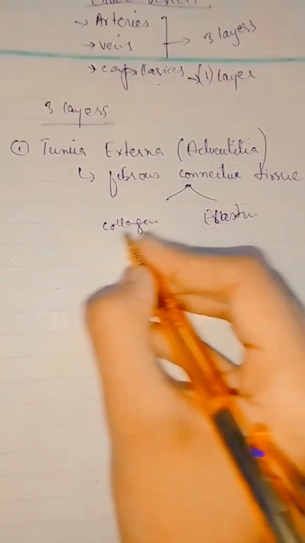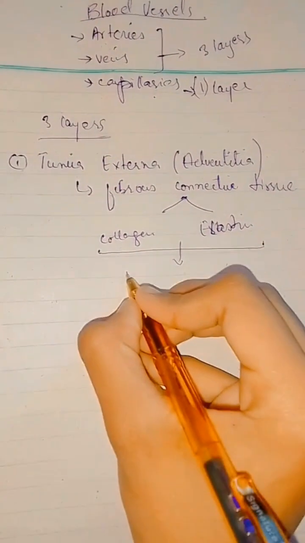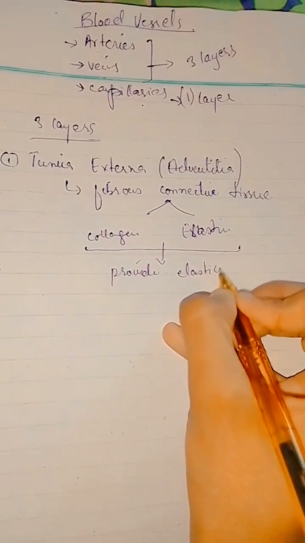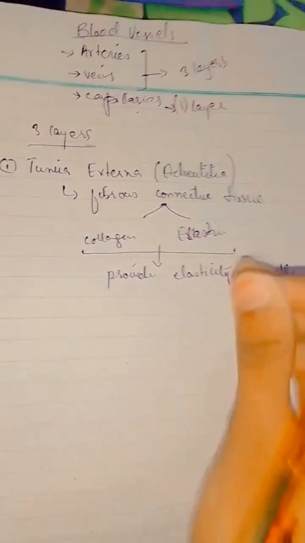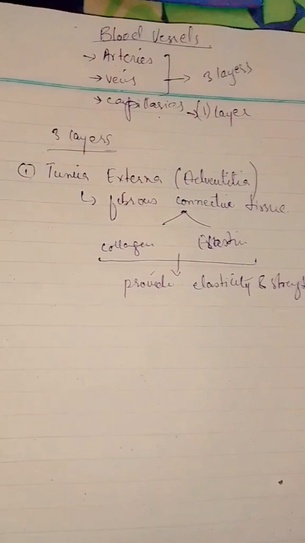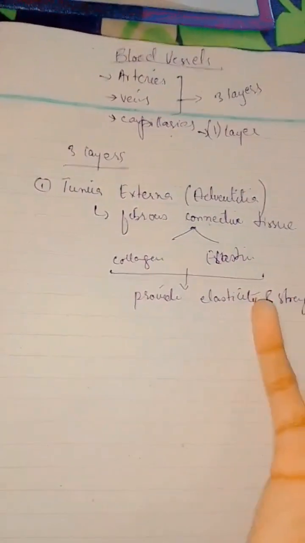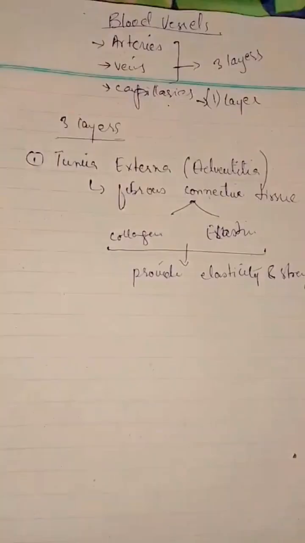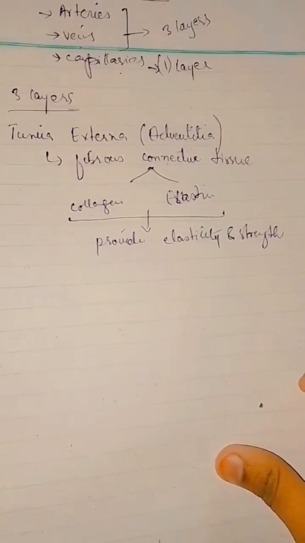Now, for what purpose are they used? Because they provide elasticity and strength to that layer, tunica externa. They are made up of fibrous connective tissues. Like which type of fibrous connective tissues? Tunica externa is made up of collagen and elastin. Collagen and elastin basically provide the elasticity and strength to the tunica externa.